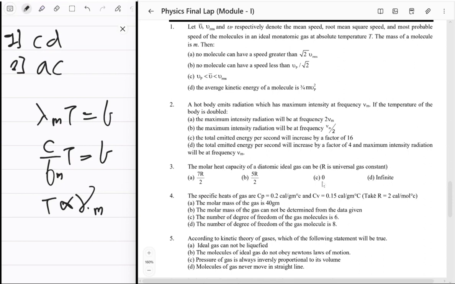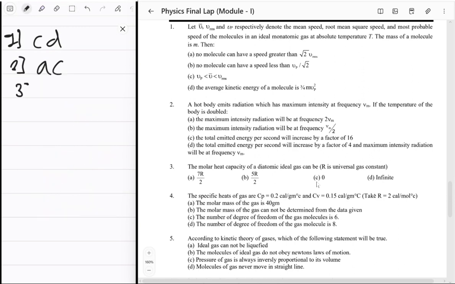You change the temperature but the heat is 0, an adiabatic process, right? It can also be 5/2 R, because when volume is constant, that's what happens, and at constant pressure, this happens. It can also be infinite. However much heat you put in, the temperature doesn't change. So an isothermal process basically. It's an ideal gas, right? So A, B, C, D, all of these.